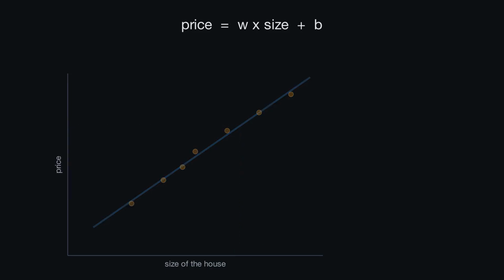Of course, size alone does not decide a price. Bedrooms matter, age matters, how far it sits from the city matters. The good news is the line barely changes. We just give every clue its own steepness knob, its own W. Each feature gets a weight that says how much it pushes the price up or down. The model still adds them all up and adds the start value B. Same simple recipe, just more knobs. And a quick honest note. If two clues live on very different scales, like size in the thousands and bedrooms in single digits, we gently rescale them first, so no single clue bullies the rest.